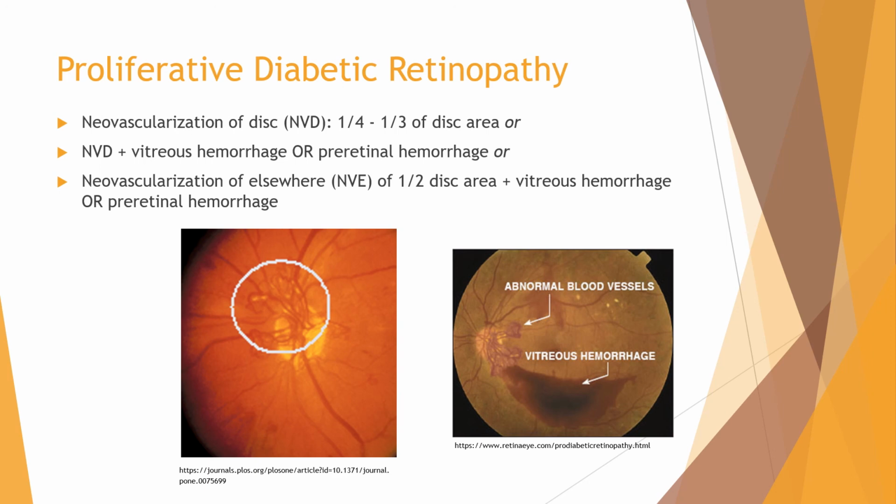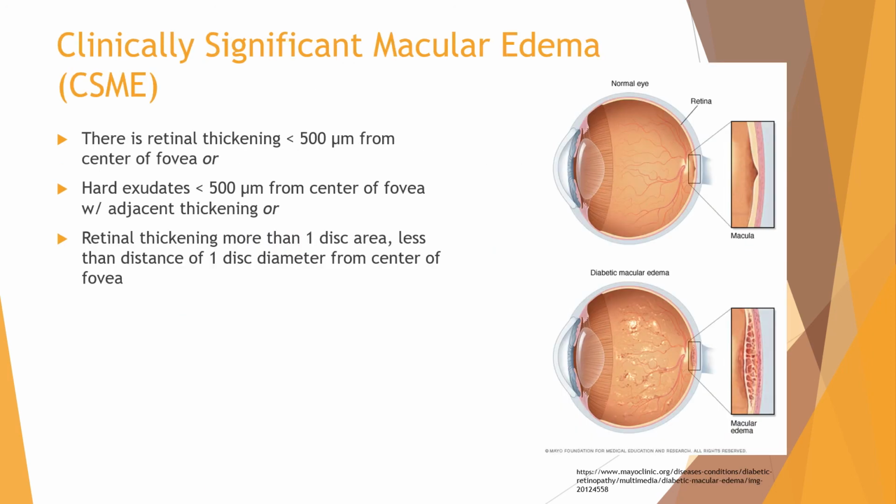So if the retina has neovascularization elsewhere of an area equivalent to half the optic disc area, and it accompanies, say, a vitreous hemorrhage or preretinal hemorrhage, this is also considered high-risk proliferative diabetic retinopathy.